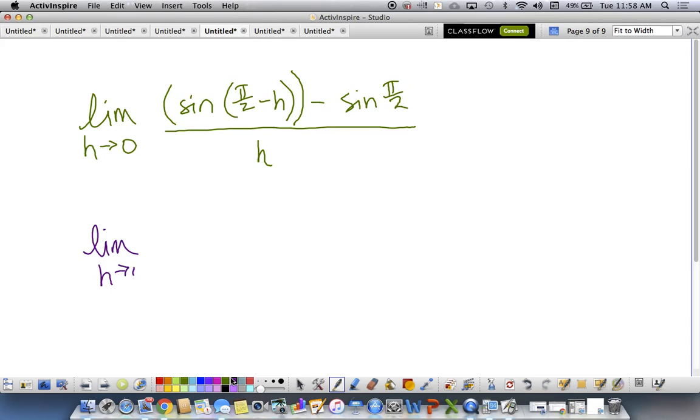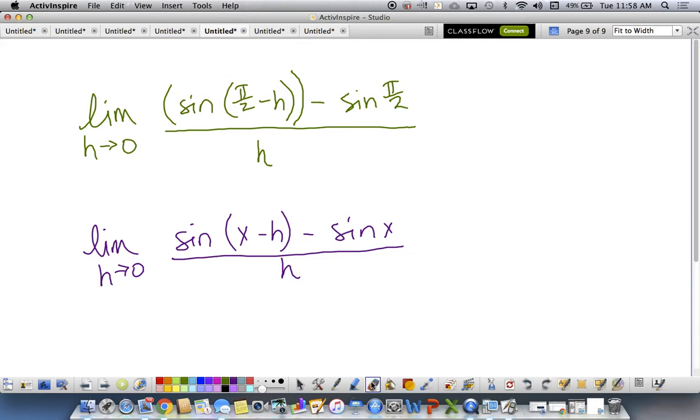Limit as h approaches 0 of sine of x minus h. Would that help if there wasn't a pi over 2 in it? Do you recognize something going on? Savannah said, is it the definition of a derivative? Would it help if I put a delta x?